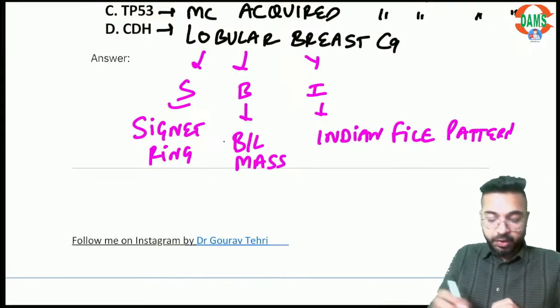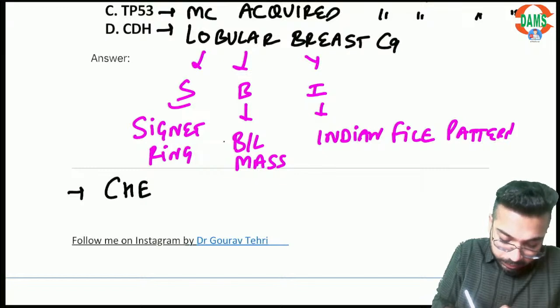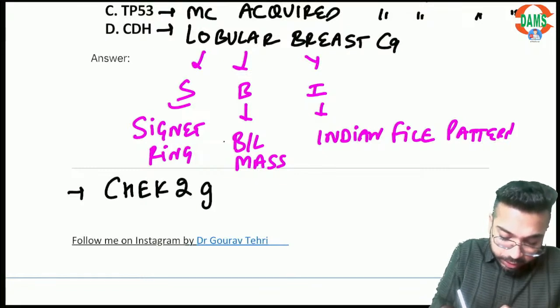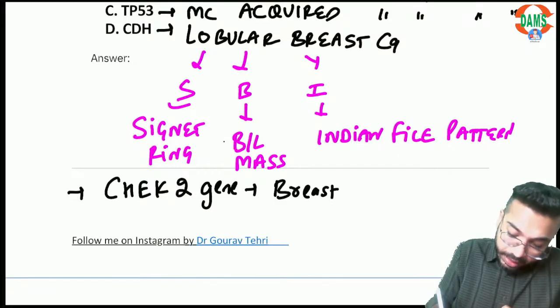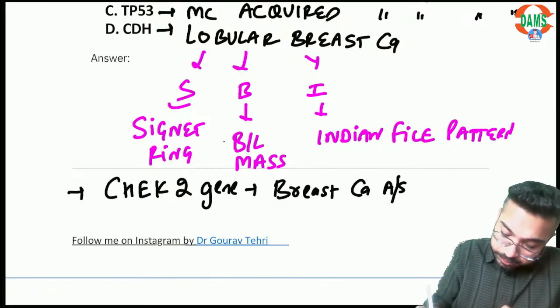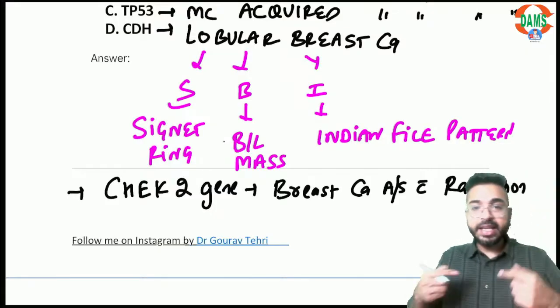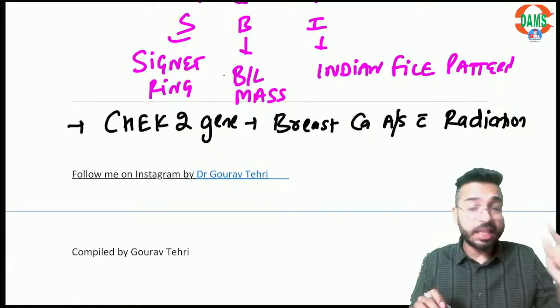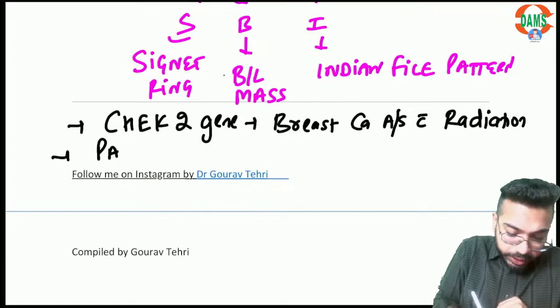So next, remember for next year genes, other genes involved in breast cancer. Remember CHEK2 gene. Anybody remember from my class? CHEK2 gene is associated with breast cancer, associated with radiation. I told you in the class, before giving radiation, nicely check it. Check, otherwise you will develop breast cancers. And next, PALB2 gene mutation.